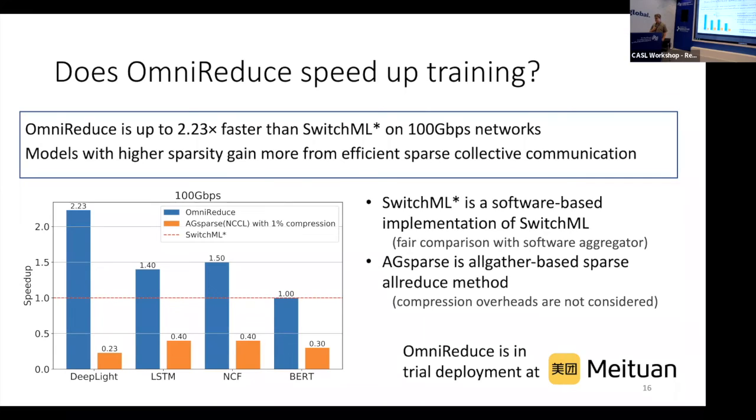We also had quite some success with OmniReduce, in that there's a Chinese company, Meituan, that adopted it for some of their workloads.